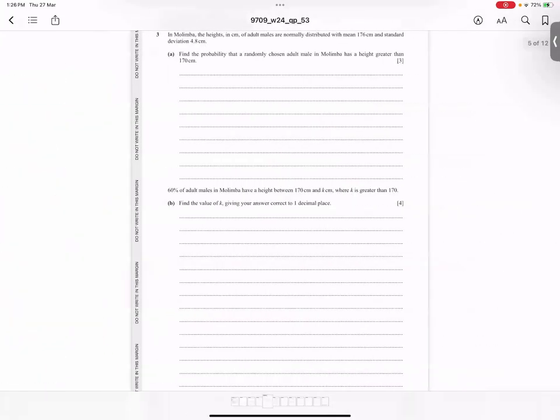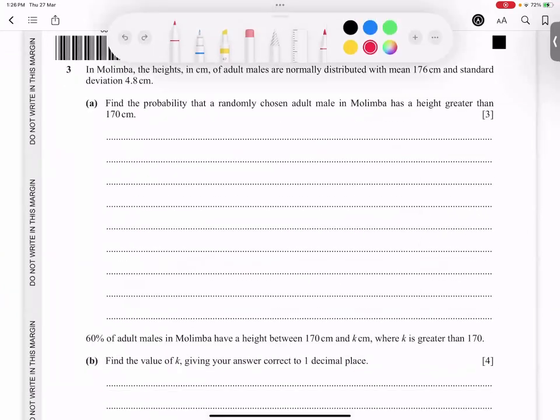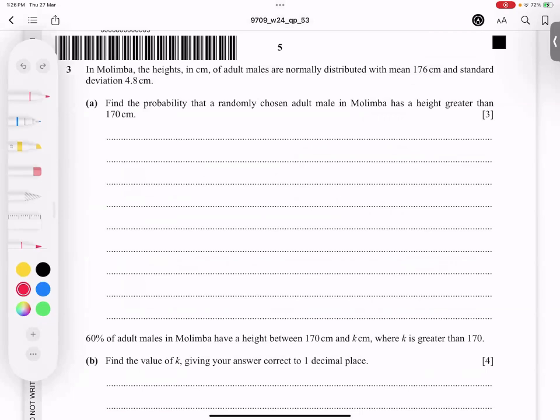So let's go to question number 3 now. In a city, the heights in centimeters of adult males are normally distributed with a given mean and standard deviation. The mean is 176 centimeters, and the deviation is 4.8. It means plus or minus 4.8.